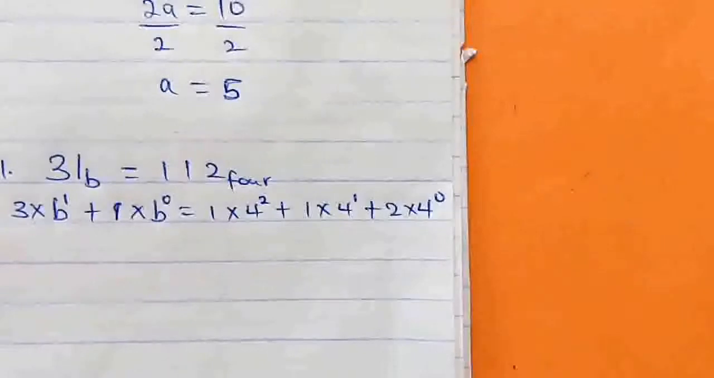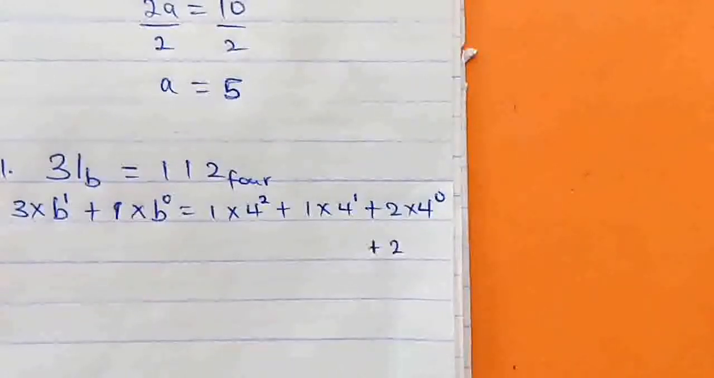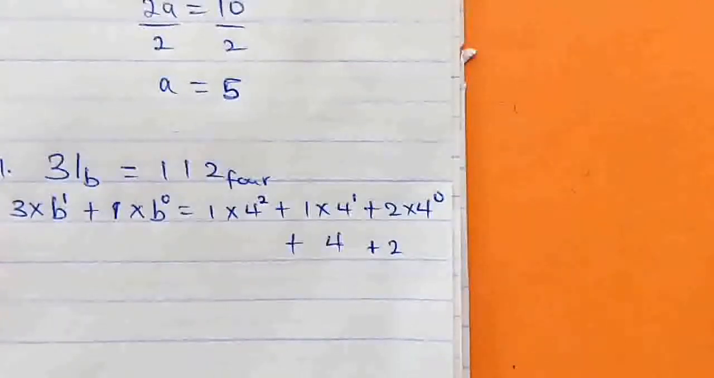Therefore, we have 4 raised to the power 0 is 1. 2 times 4 raised to the power 0 will give us 2. 4 raised to the power 1 is 4. 1 times 4 will give us 4. 4 raised to the power 2 is 16. 1 times 16 will give us 16.